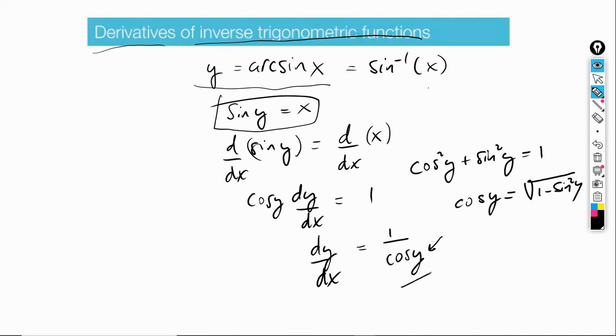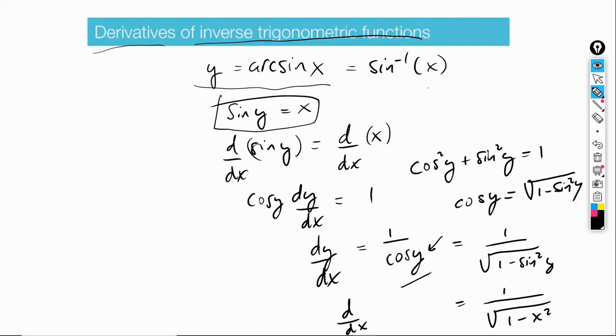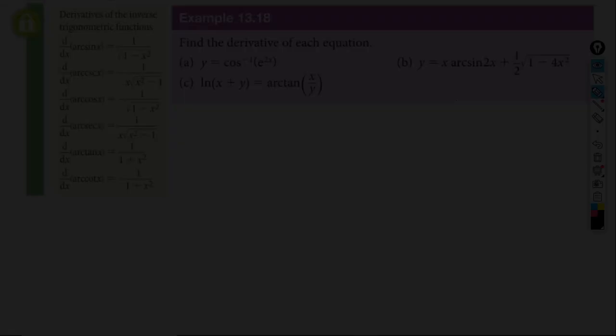So that means that this is the same as 1 over the square root of 1 minus sine squared of y. But like I said, sine of y is x, so we can rewrite this as 1 over the square root of 1 minus x squared. So this would be the derivative of arc sine of x.